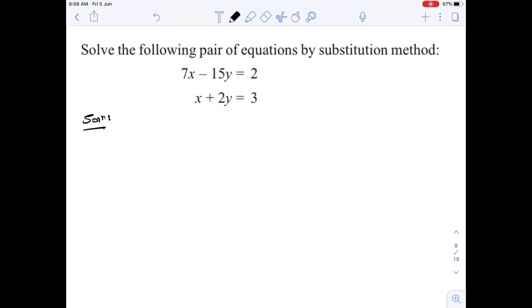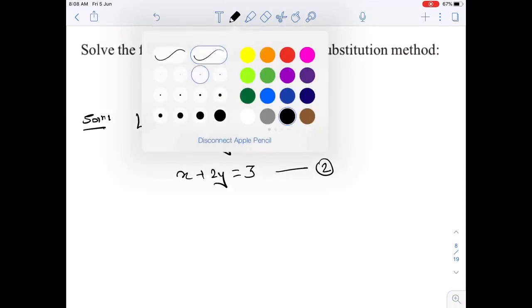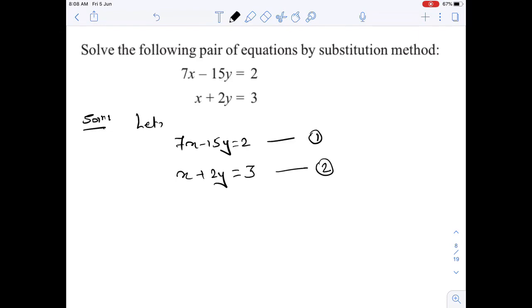Let 7x minus 15y equals 2 be equation number 1 and x plus 2y equals 3 be equation number 2. Now, out of these two equations, whichever is easy for you, for that equation you have to keep any one variable on one side, and all the remaining numbers and variables on the other side. So let us do this for equation number 2 only.